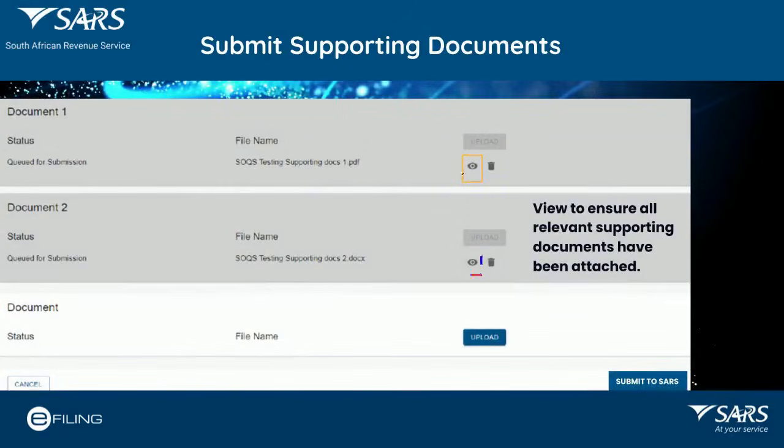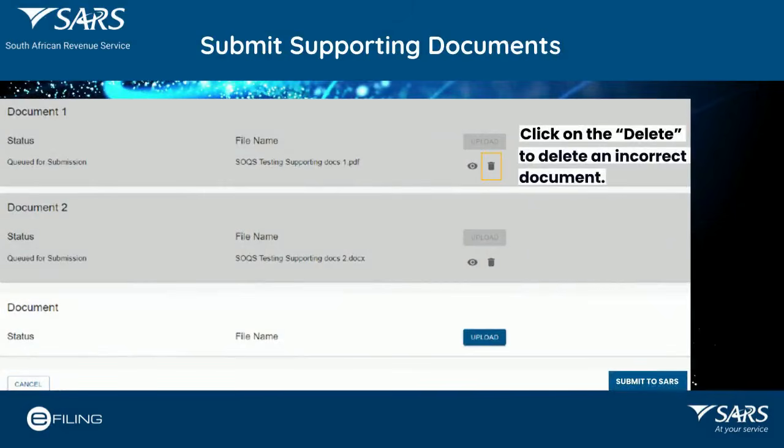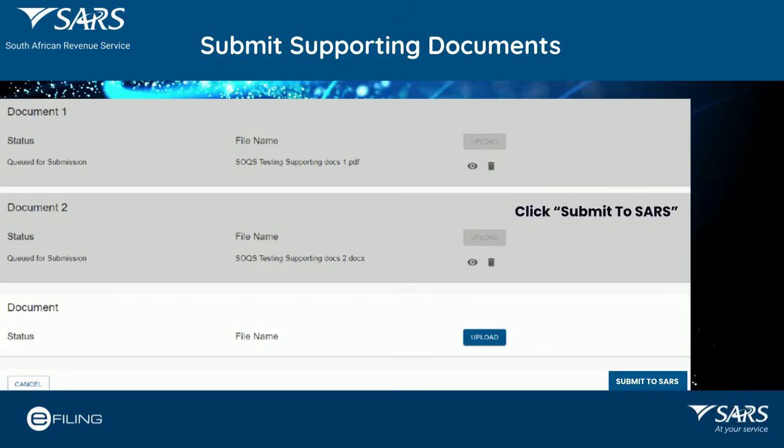View the list of attached documents to ensure that all the relevant supporting documents have been attached. Click on the Delete icon next to the specific document to delete an incorrect document. Once complete, click the Submit to SARS button to send the captured details and attached documents to SARS.